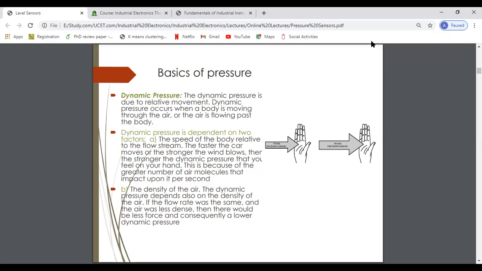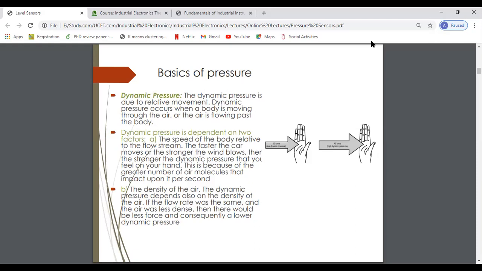Dynamic pressure occurs when a body is moving through the air or the air is flowing past the body. Dynamic pressure depends on two basic factors. The first is the speed of the body relative to the flow stream. The faster the car moves or the stronger the wind blows, the stronger the dynamic pressure you feel on your hand, because of the greater number of air molecules that impact upon it per second.